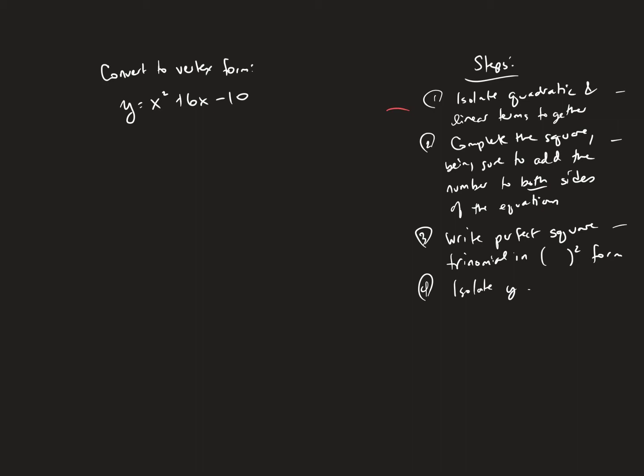So first of all, we're going to isolate the quadratic and linear terms together. So the quadratic is the thing that has the square in it. The linear term just has the x. So it means we have to move the plus 10 to the other side. Sorry, the minus 10 to the other side by adding 10.